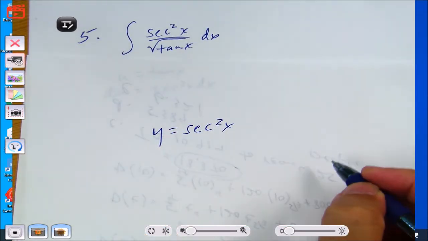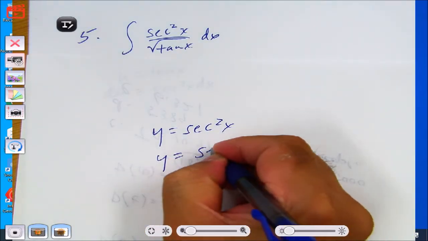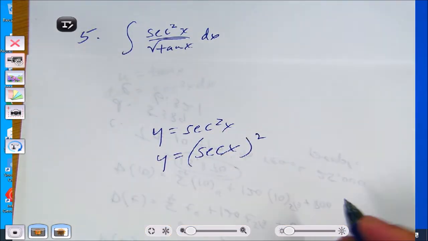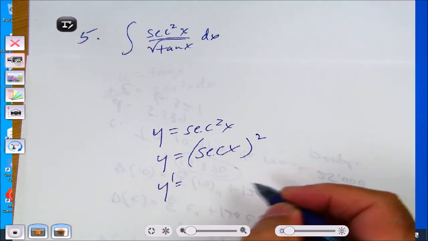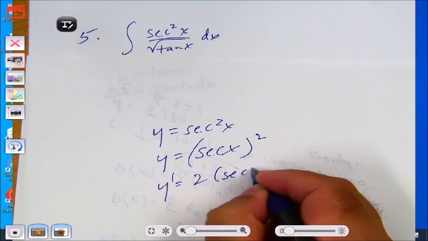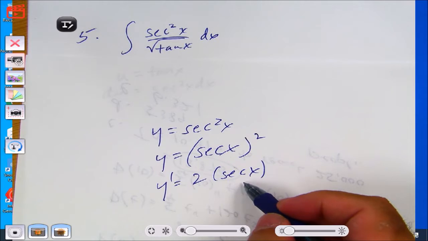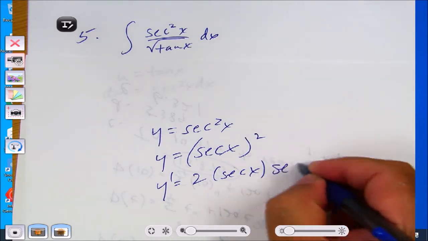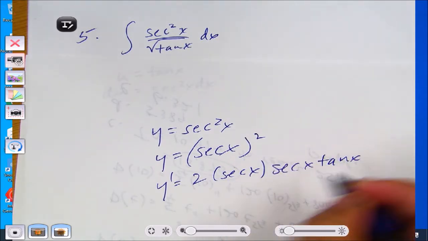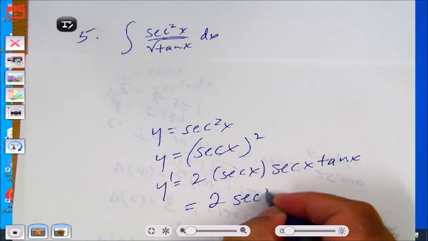So secant squared x, written like that, but it also means secant to the second power. So now you have to use the chain rule. It'll be 2 times secant x, because I took the derivative of the outside. Now take the derivative of the inside. The derivative of the inside is secant x tangent x. So that means it's 2 secant squared x tangent x.